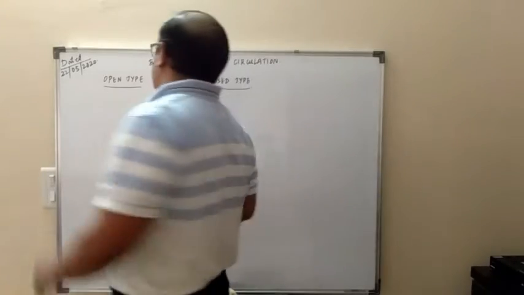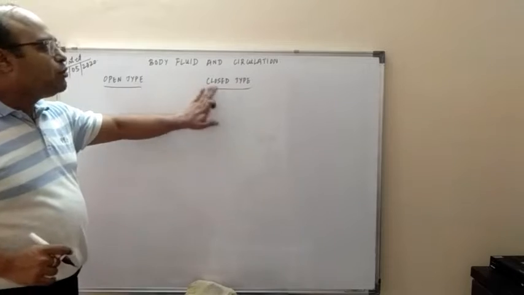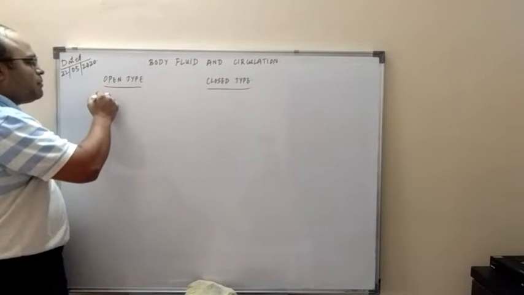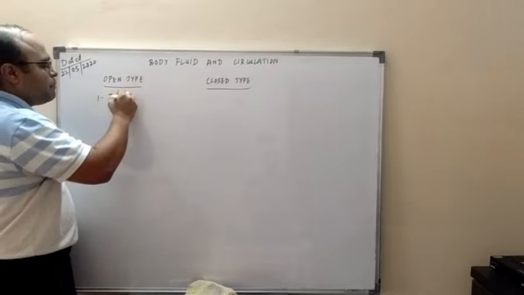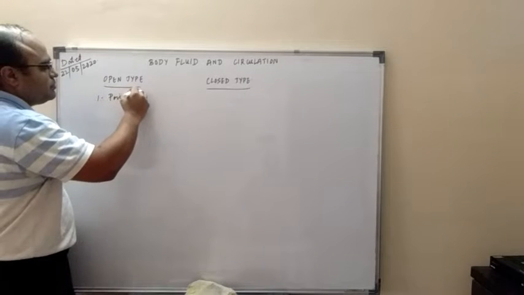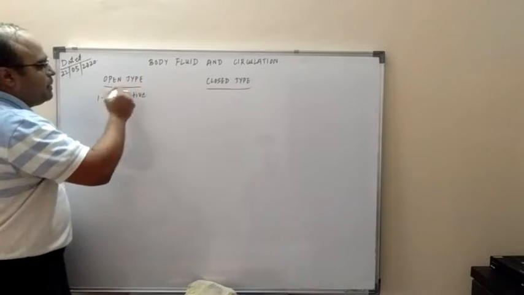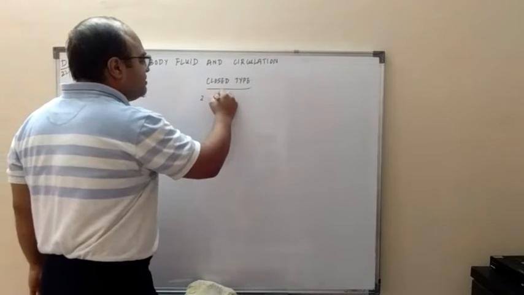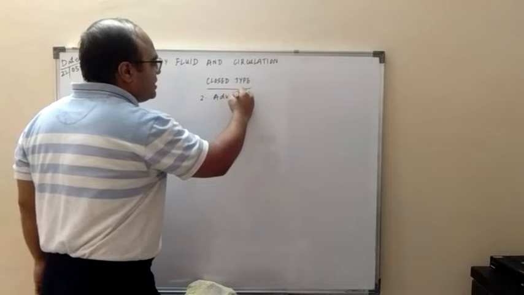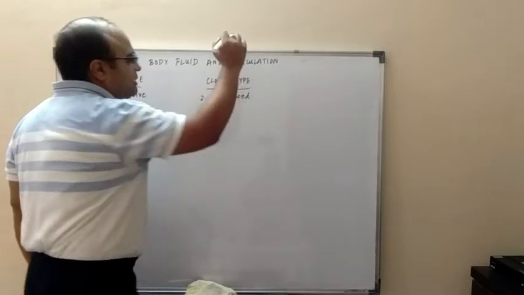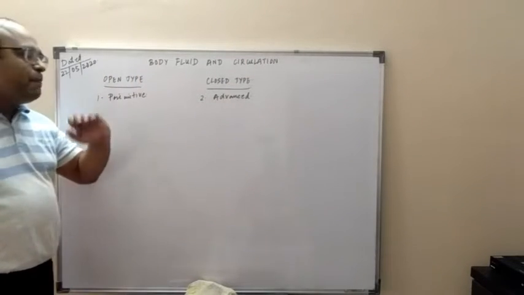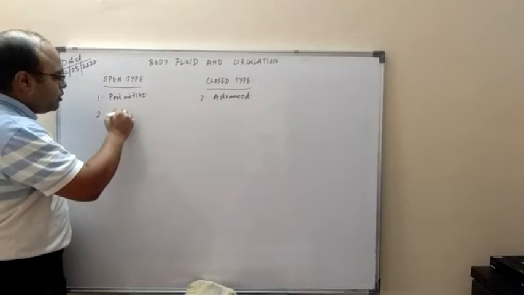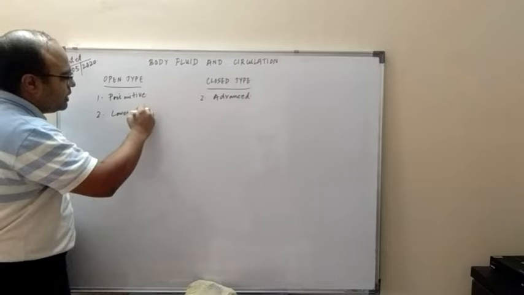Okay. So as you can see, there is open type and closed type of circulatory system. So first of all you must know that the open type of circulatory system is the primitive one. It is the primitive circulatory system, while the closed circulatory system is the advanced feature. In the open type of circulatory system, it is found in the lower invertebrates.